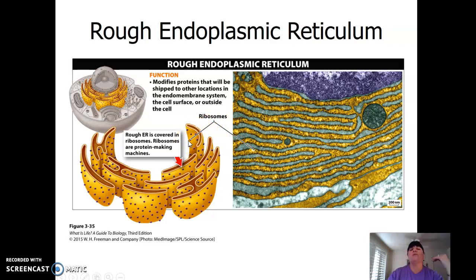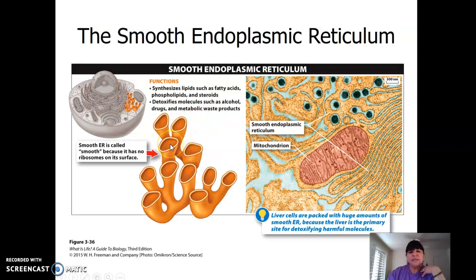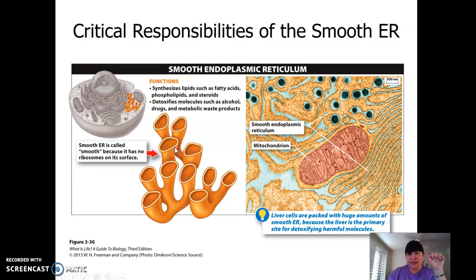So what's the function? The shoe factory makes shoes, right? You have to put materials together to make the shoe. Same thing here. The cell can make proteins. The rough endoplasmic reticulum is like the conveyor belt, like the assembly line making proteins. And if you remember, proteins are made out of amino acids. We put the amino acids together to build the protein, and that's happening with the rough endoplasmic reticulum. It says it modifies proteins that will be shipped to other locations. Smooth endoplasmic reticulum, I'm going to skip that one for just a second.